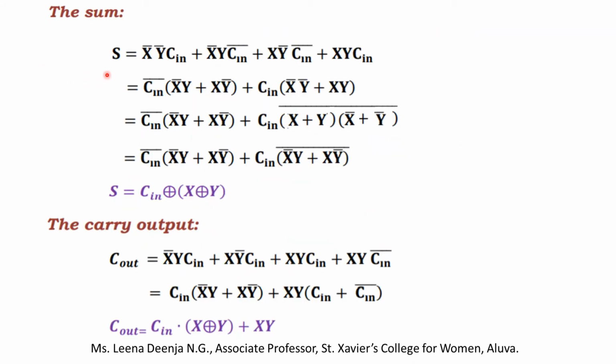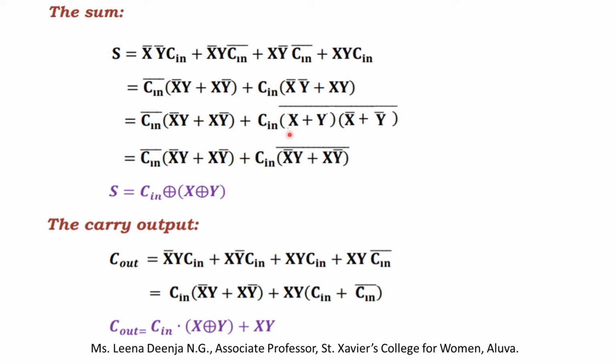We know that the expression for sum is equal to X bar Y bar C in plus X bar Y C in bar plus X Y bar C in bar plus X Y C in. Now combine C in bar terms together. Then it is C in bar into X bar Y plus X Y bar, plus, now combine C in terms together. So it is C in into X bar Y bar or XY. Now we apply De Morgan's theorem in the second term. Now we change the ANDs into ORs and ORs into ANDs.